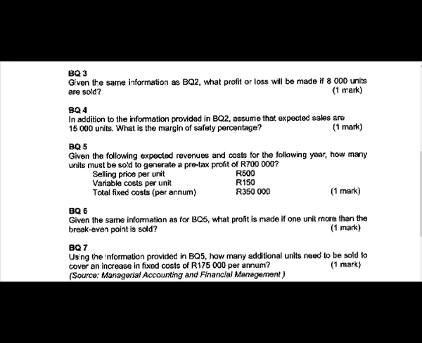Okay, so let's move on to BQ5. For BQ5, it's one of those questions like BQ3, where I suggested that you use the profit formula. So here in BQ5, you're given the profits, you need to calculate the units. So you're given the profits, the selling price per unit, the variable cost per unit, and the fixed cost. You just need to use your profit formula and solve for the units.